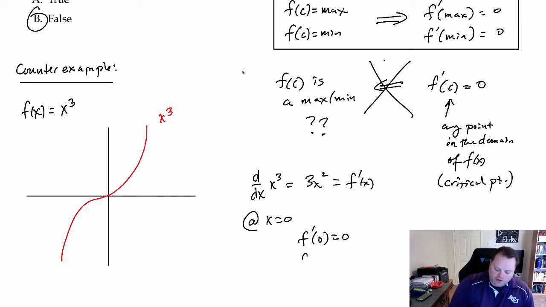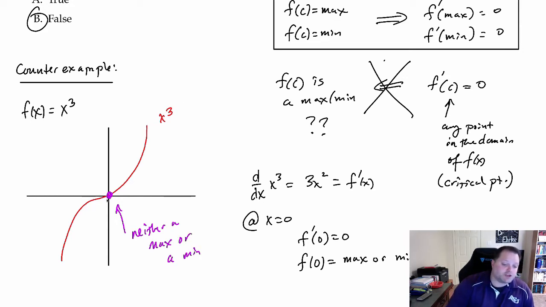So if I look at the graph, f at 0, is this a max or a min? Well, no. If you look over here at x cubed at 0, this is neither a max nor a min. Turns out that it's an inflection point. So this is a place where the second derivative is also equal to 0, and that's what's causing this to not be a max or a min.